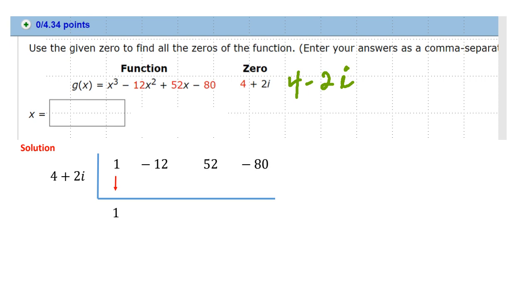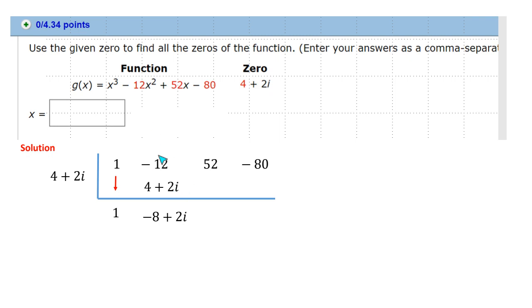I'm going to take this information and use synthetic division. I'm going to use 4 plus 2i right here. My coefficient for x cubed is 1. My coefficient for x squared is negative 12. Then my coefficient for x is 52, and my constant is negative 80. If we apply synthetic division, we bring down the 1. And then we're going to multiply. So 4 plus 2i times 1 is just 4 plus 2i.